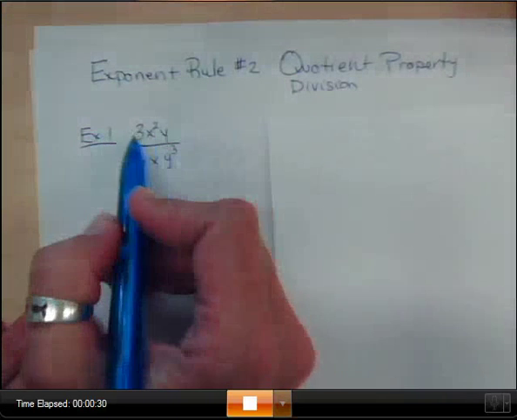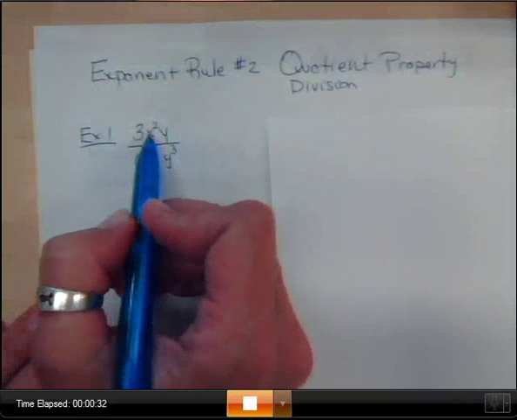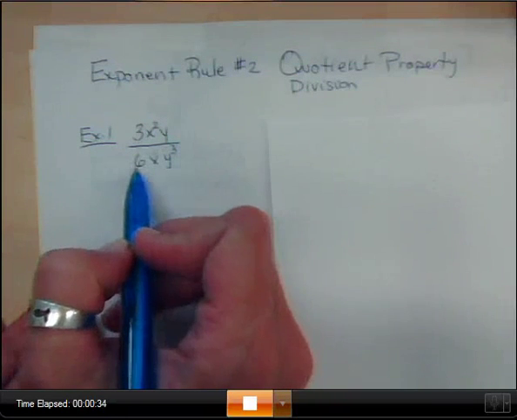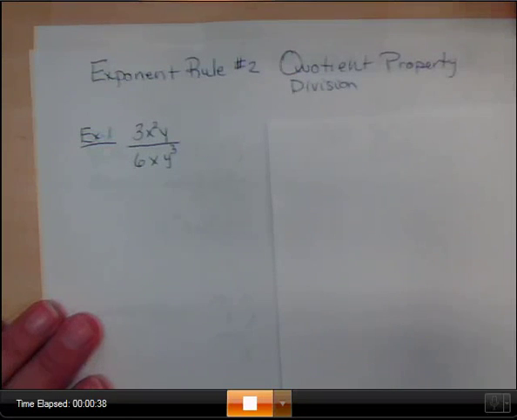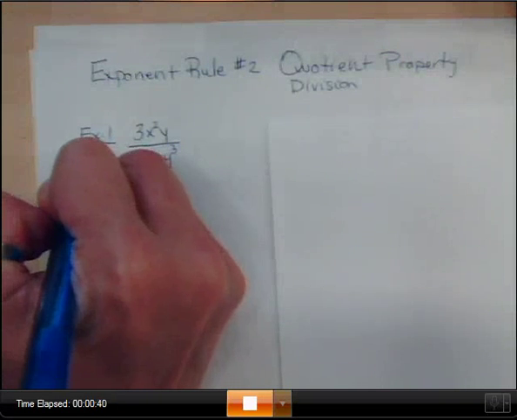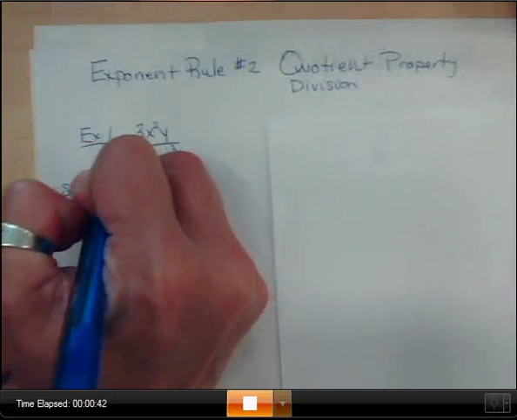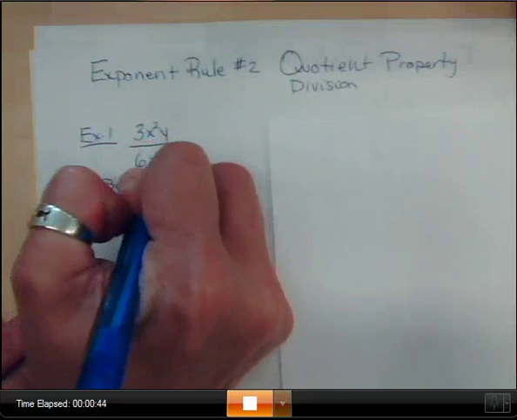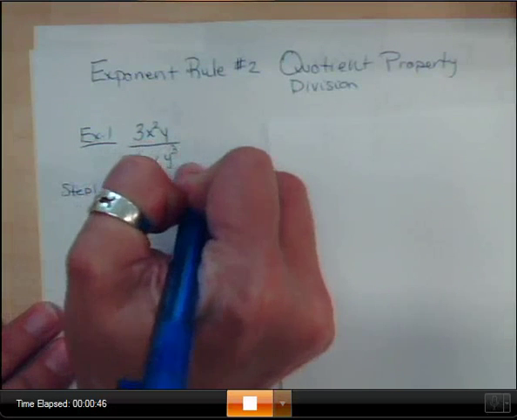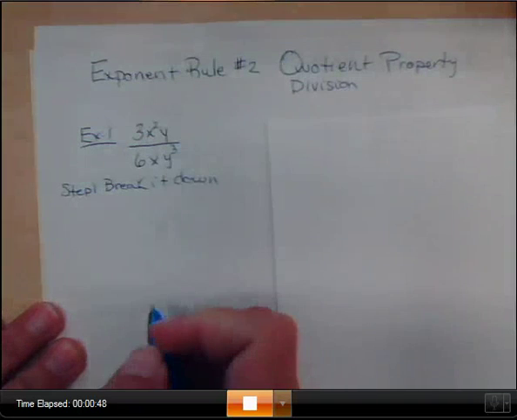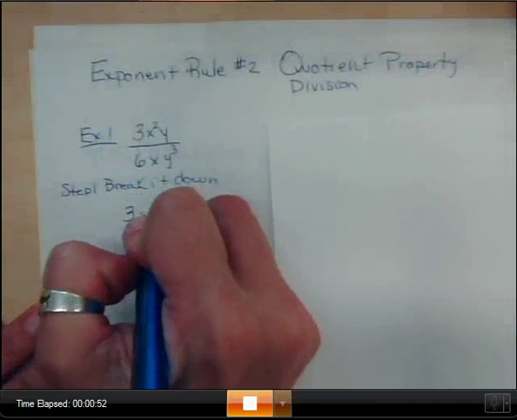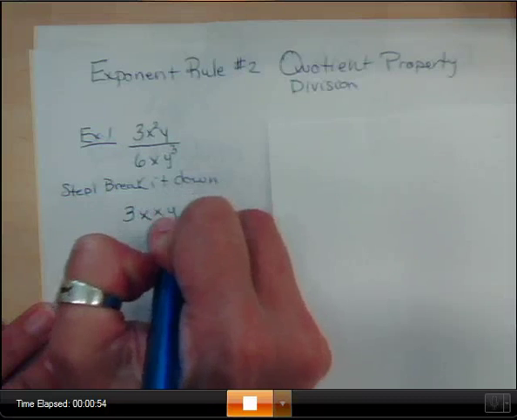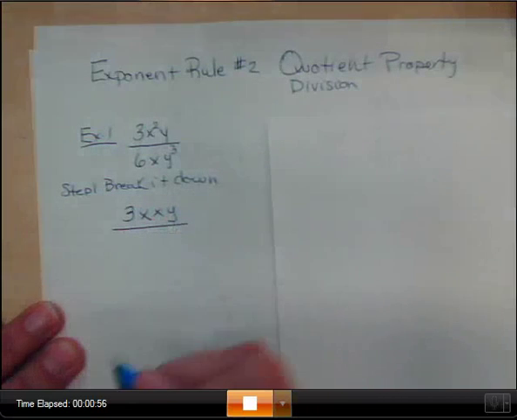We had our first example here. We have 3x squared y divided by 6x y cubed. So step 1 is going to be just to break it down. So let's take our 3x squared y and we'll break it. And so we can't break 3 down. So we have x, and we have a y. And then we have divided by.